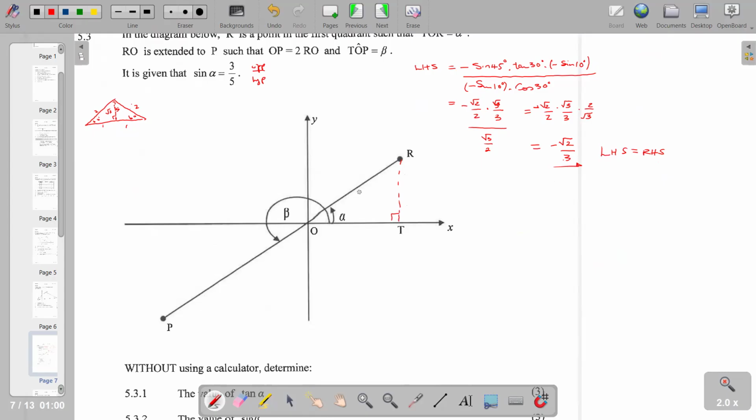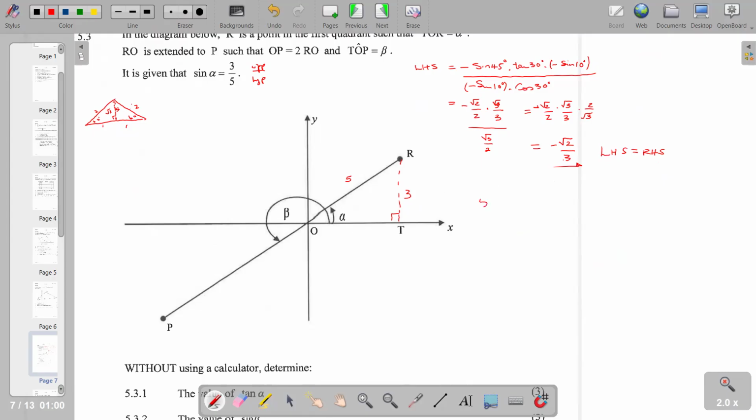So we are given sine alpha, this is the angle alpha, and we are told its opposite is 3. So the opposite of alpha here is 3. Then this one is going to be equal to our hypotenuse, which is 5. So using that, we can calculate the third side using Pythagoras theorem.